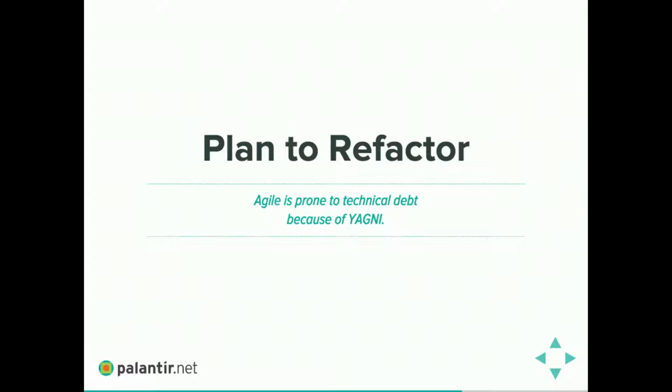Plan to refactor. We hinted at this earlier, but Agile is prone to technical debt because of YAGNI. When you're under the mindset of don't build something until you need it, it is very easy to fall into a place where you're introducing technical debt intentionally because you're trying to meet the end of the sprint. You want to complete a story. What is YAGNI? Yes, for those who don't know, YAGNI: you ain't gonna need it.